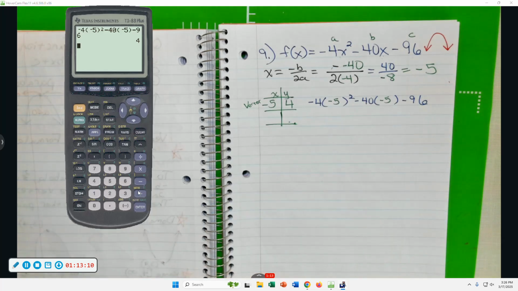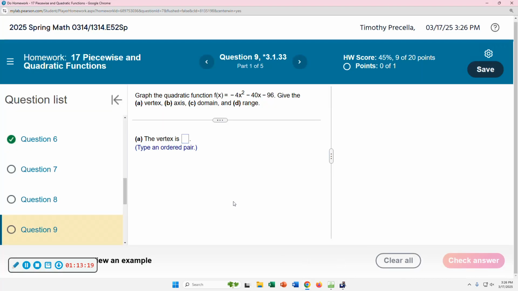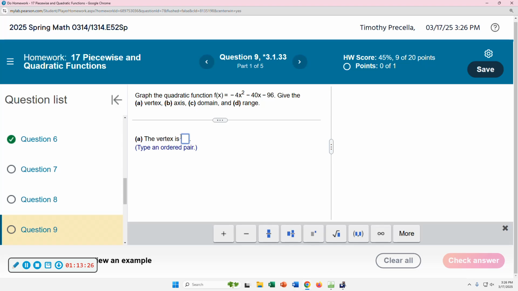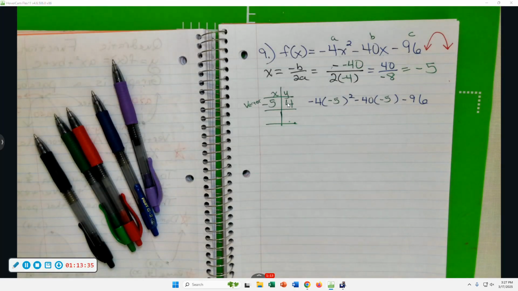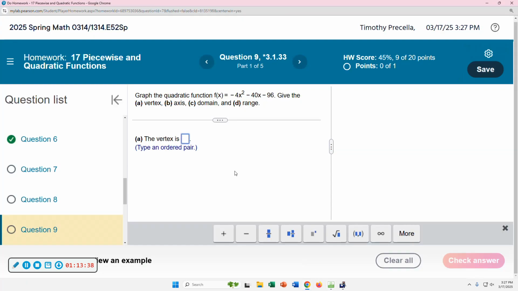I can assure you the grid they're going to give you to draw this graph will not go down 96 units. You're going to have to be careful. That's one of the disadvantages. We may as well go ahead and type in the vertex. They want it typed as an ordered pair. It's not just that negative 5. What was that ordered pair we found? Negative 5, 4. Let's go ahead and type that in. Parentheses, negative 5, comma 4.